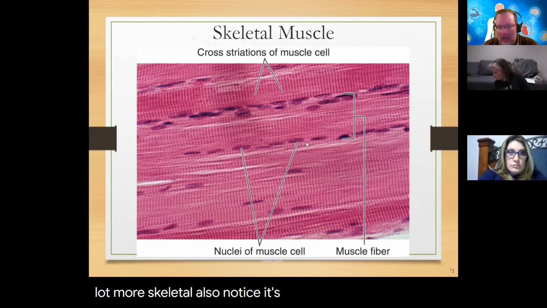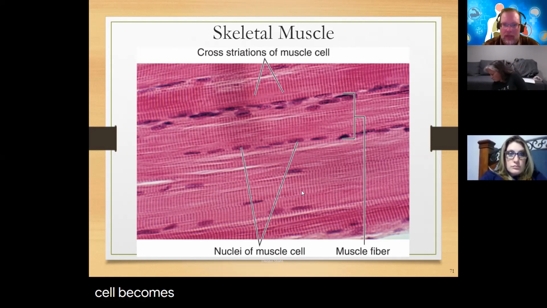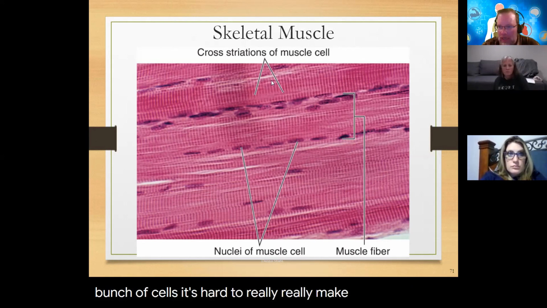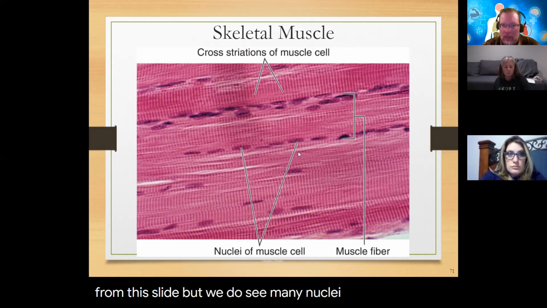It's hard to really tell here because where does one cell begin and another end? Is this one cell? Is this a bunch of cells? It's hard to really make a determination from this slide. But we do see many nuclei and we do see a lot of stripes.